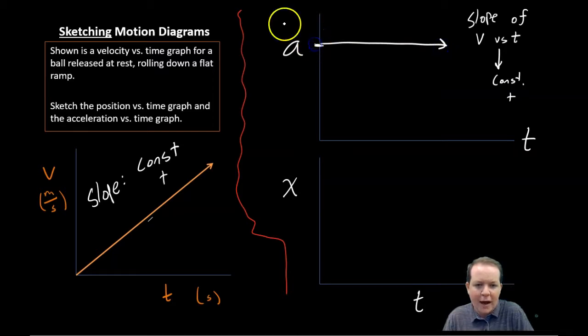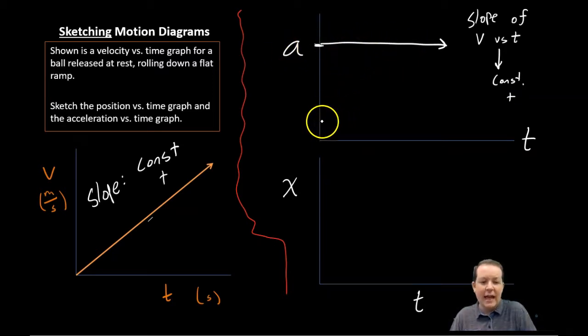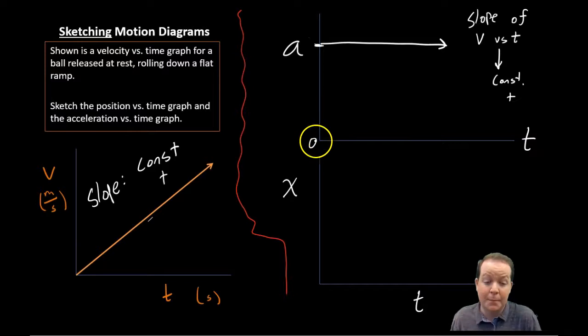Now I'm looking at just the y value, right? The acceleration is now the y value of this graph. The acceleration should be constant and positive, above the x-axis, above the origin. Okay, so here I have a constant and positive acceleration.